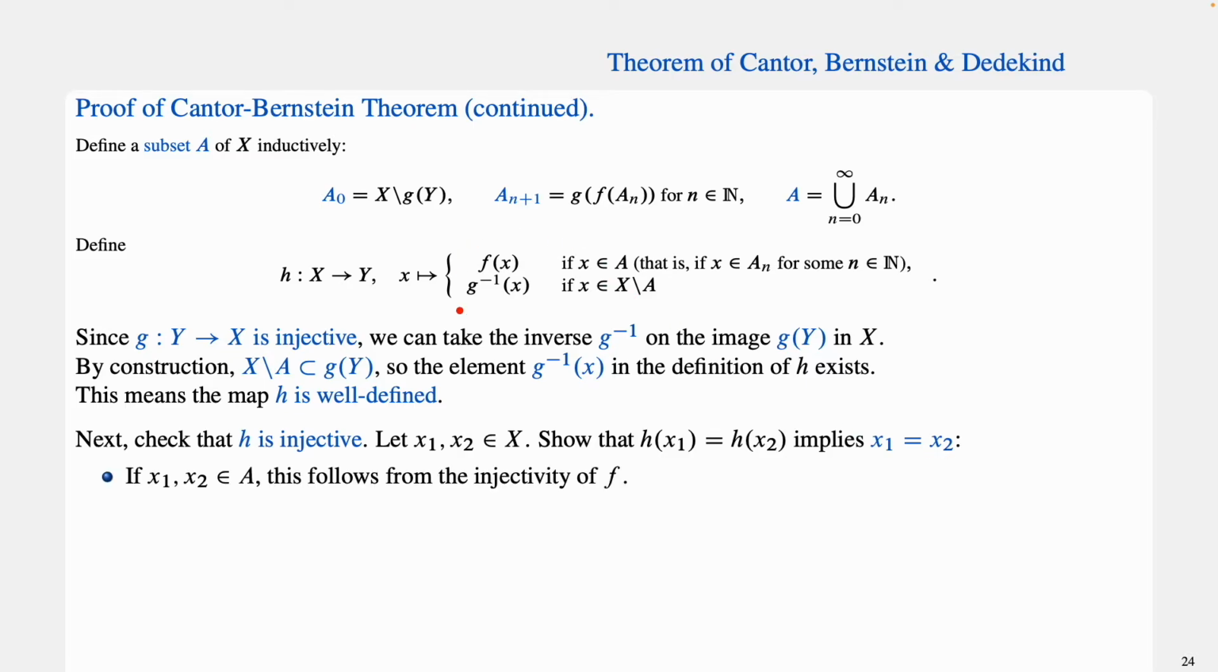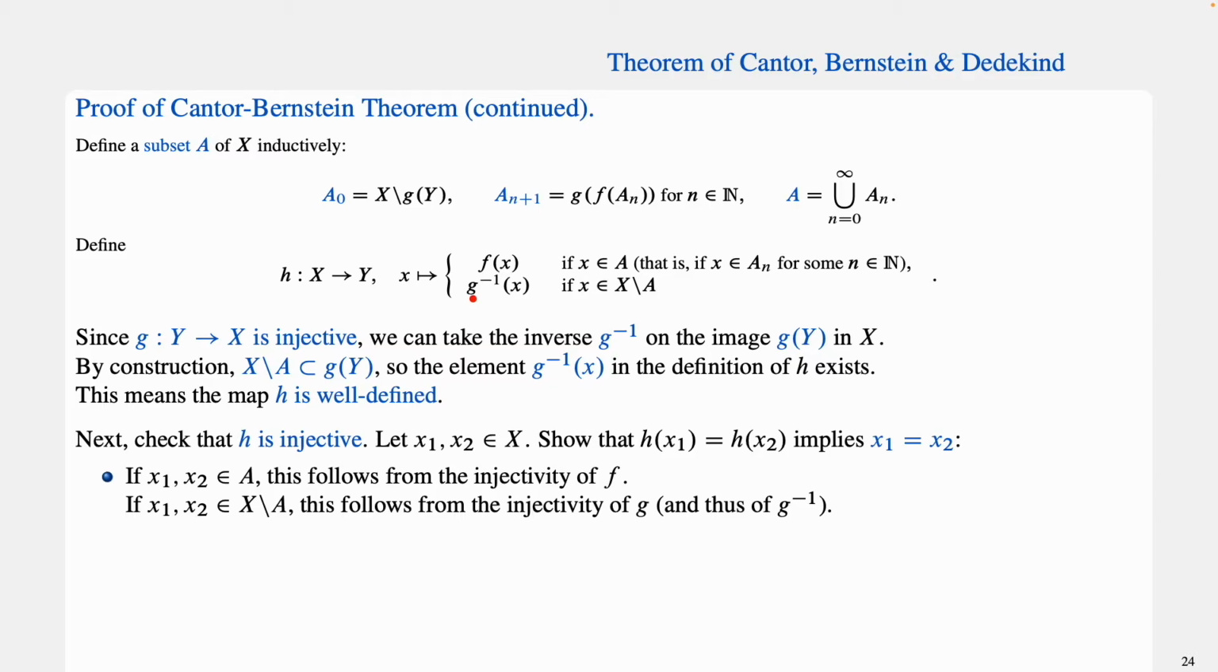The first case, because we have definitions separately for x in A and x in the complement of A, is when both elements are elements of A, x1, x2 in A. Then both of them are mapped by h using the map F, but F is injective by assumption, so this follows by the injectivity of F. The second case is that both of them are in the complement of A, x1, x2 in X minus A, and then we apply G inverse to x1 and x2, and now this follows from the injectivity of G, because if G is injective, then also its inverse map, G inverse, is injective.